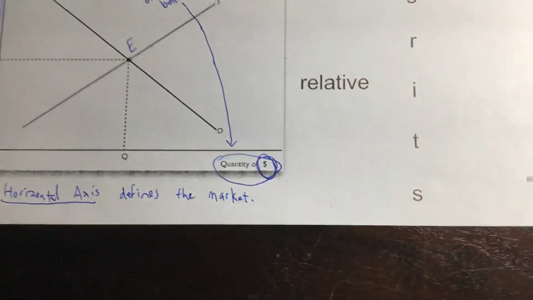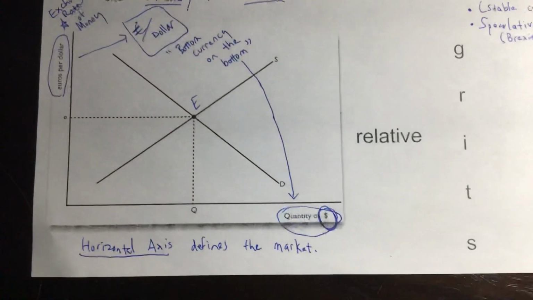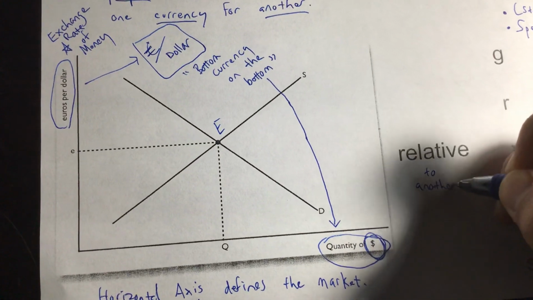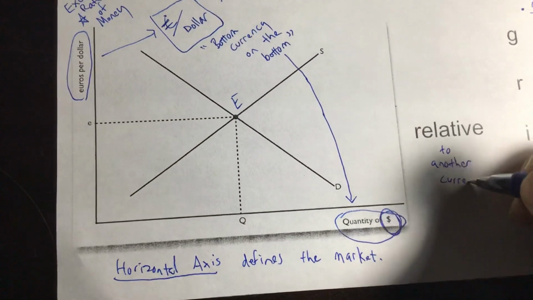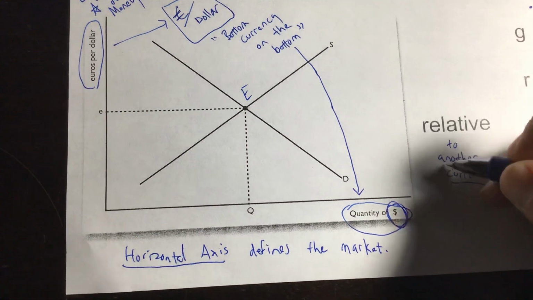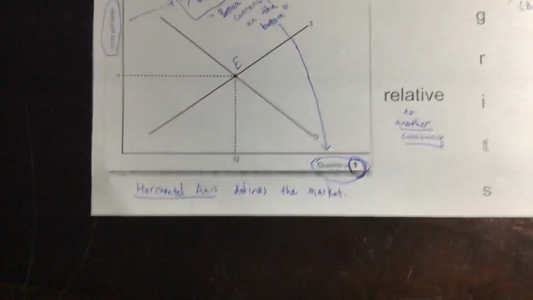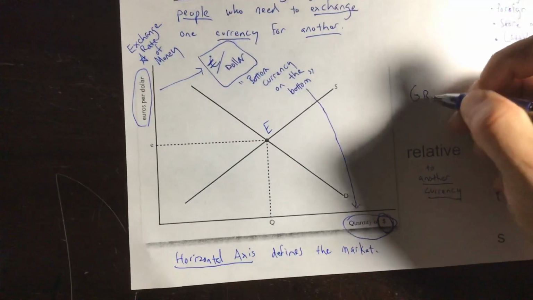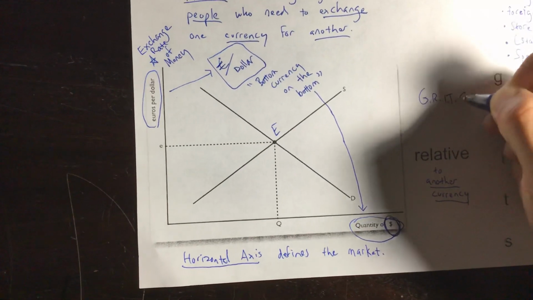Okay, now what will make things change, all right? Relative to another currency, okay, we call it grits.